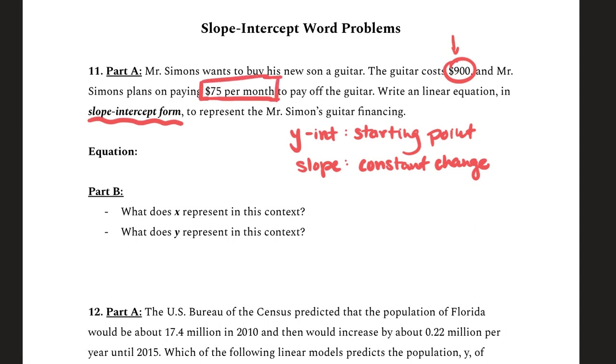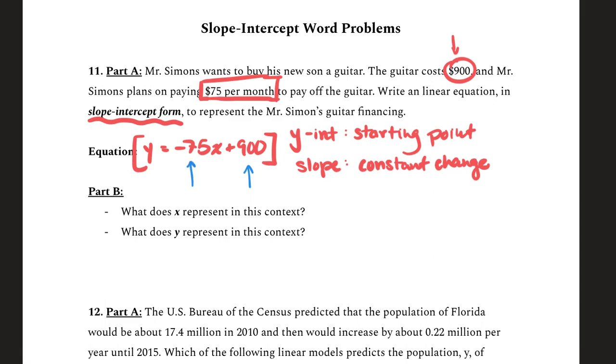So we have our slope, we have our y-intercept. Let's go ahead and make the equation. Y equals, let's put plus 900 at the very end, because that's our starting point. That's how much it starts out costing. If I'm paying $75 per month, am I adding to that 900 or taking away? Well, I'm taking away. So this slope is not going to be positive, it's going to be negative. It's going to be negative 75. Then make sure we put our x. And look at that, we've already made the equation. Y equals negative 75x plus 900. And what this is saying is the guitar costs $900, and each month we are taking $75 away from what the cost is.